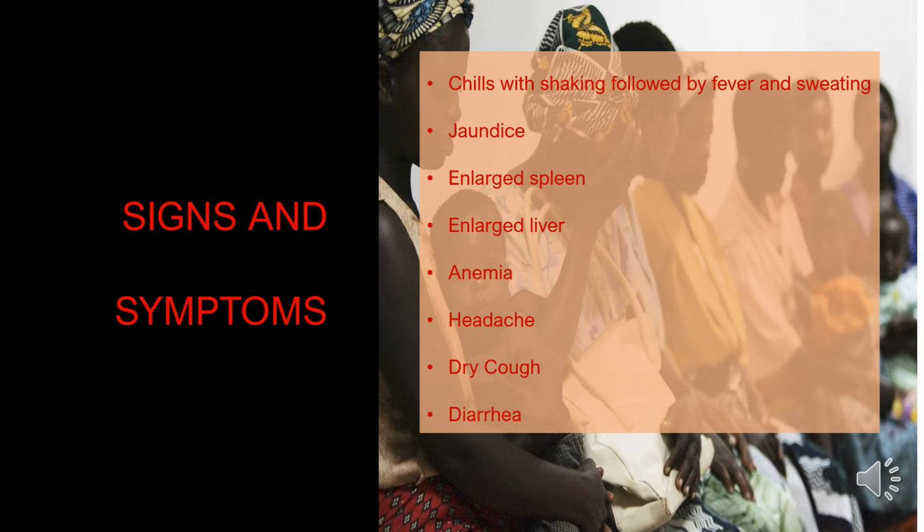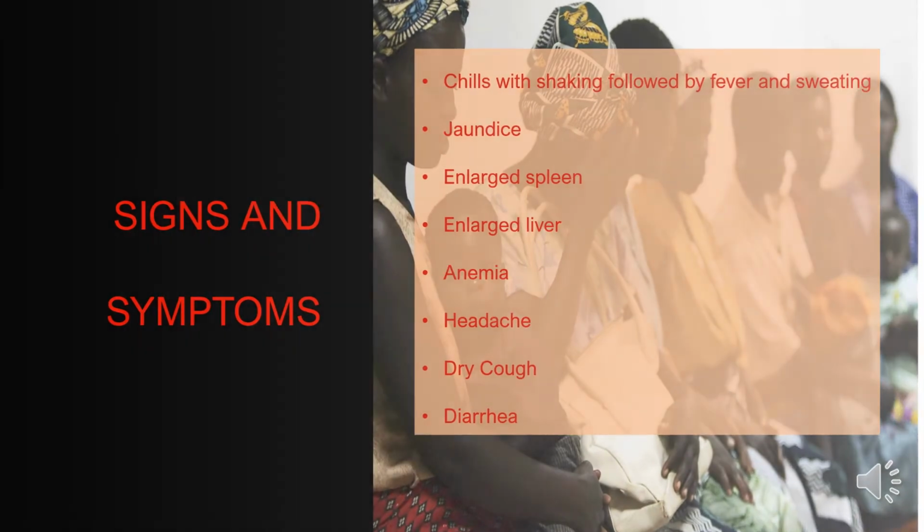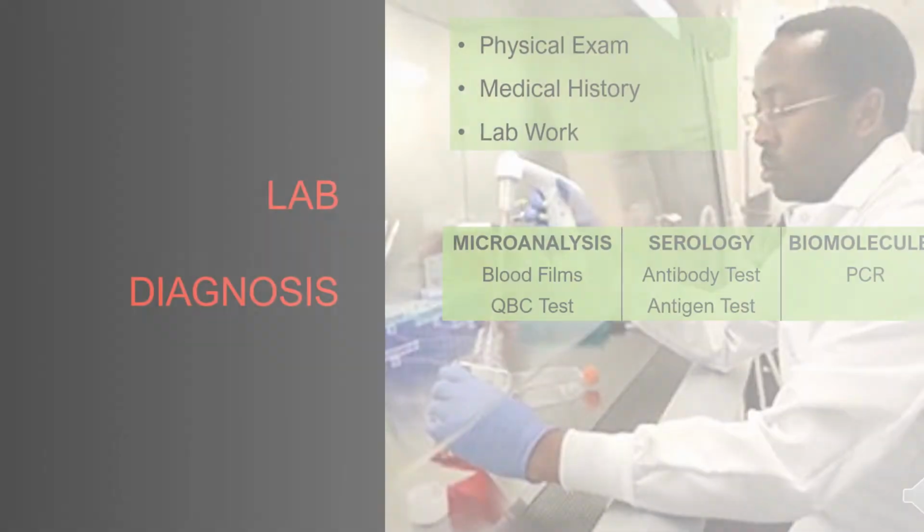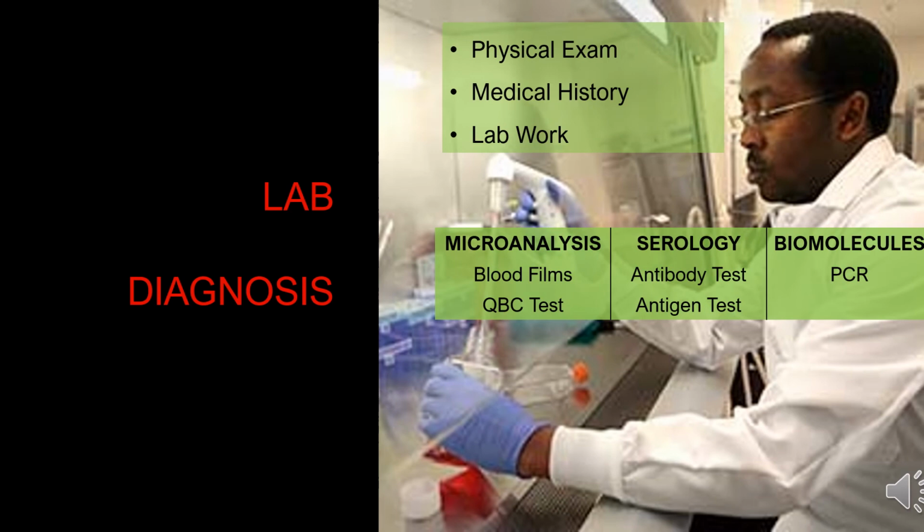Malaria can often be confused with the flu during the onset, as fever, chills, and sweating are prevalent. Once malaria reaches the acute stage, symptoms are jaundice, enlarged liver and spleen, headaches, dry cough, and diarrhea. Malaria can be difficult to diagnose.